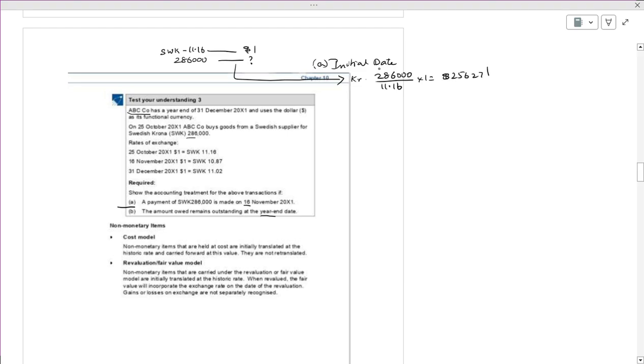25627. Okay, write the general entry. They have purchased, is it right? They have purchased. What will happen? Debit and credit. They have not paid for the purchase. This is the initial date. When? 25th October 2001. What is the general entry?